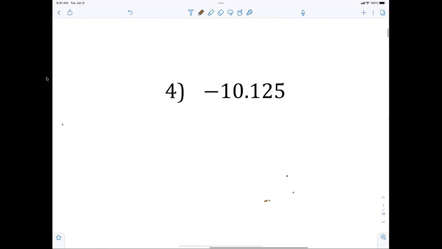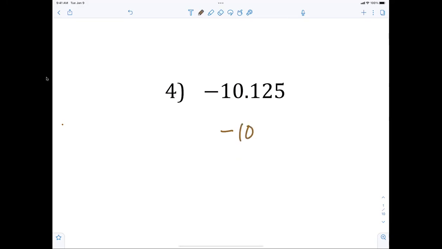Now I'm hoping people remember 0.125. What is 0.125? Aiden, do you remember? 1/8. Yes, it's nice to know these things. Then you don't have to remember what to do. We've done it enough. That's the whole point. So everybody should be able to say that's -10 and 1/8.